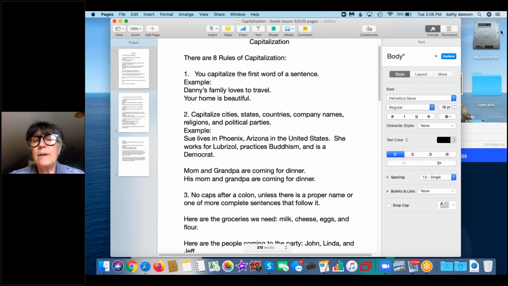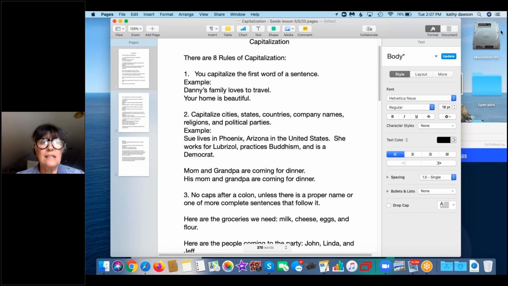Okay, so I was just saying that this lesson is about capitalization, and the difference between a capitalized letter and a non-capitalized letter is that the capitalized letter is larger, right? There are basically 8 rules for capitalizing words or letters, and that's what we're going to go over today. So the first rule is you always capitalize the first word of a sentence. That's the most common way you'll see capitalization.